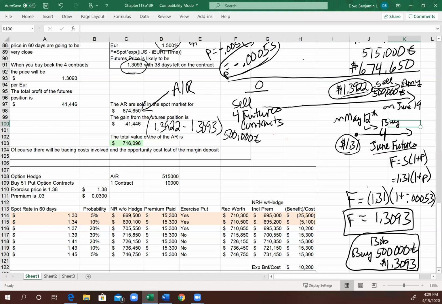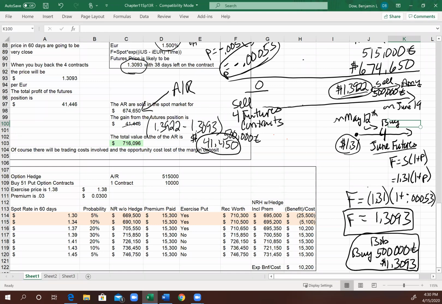And we should get... I don't know what happened. $1.3922 minus $1.3093 times 500,000 euros, 41,450. Okay. Why didn't I get 41,450 here? Just a round off error. Excel doesn't round off. Okay. So I ended up with 41,450. That's the gain.